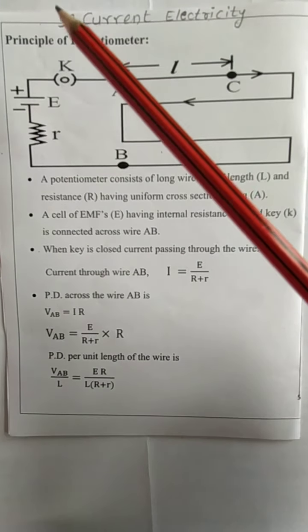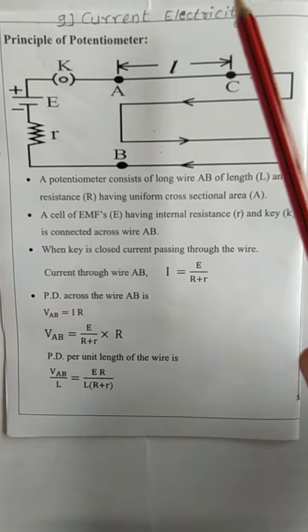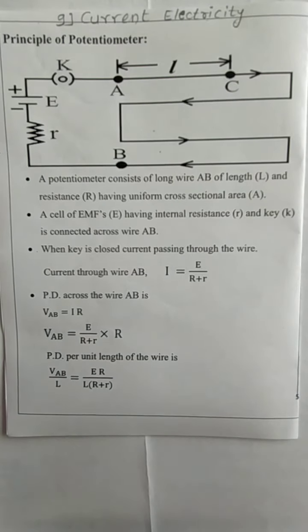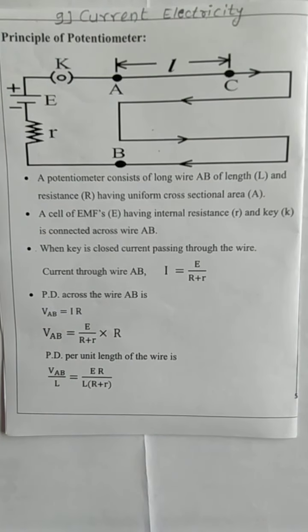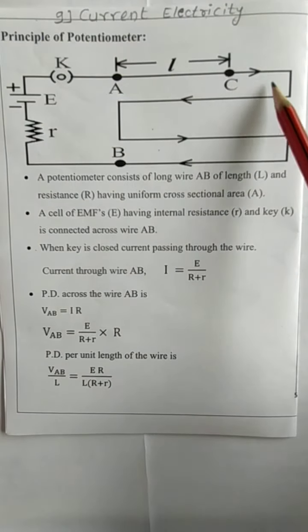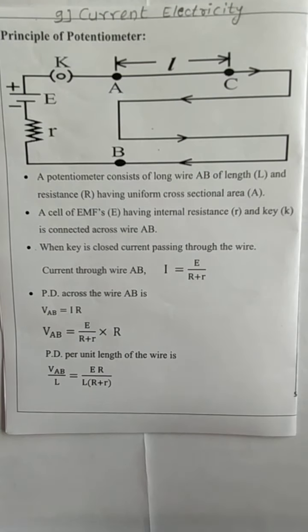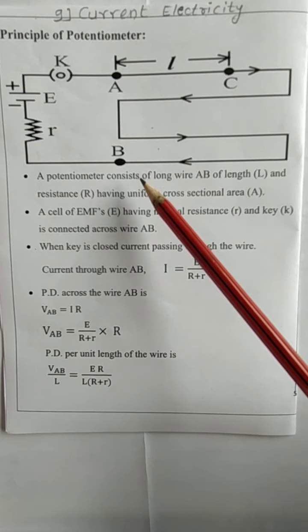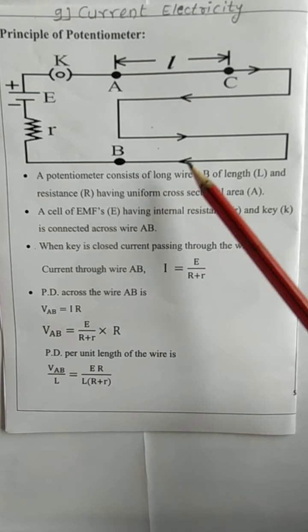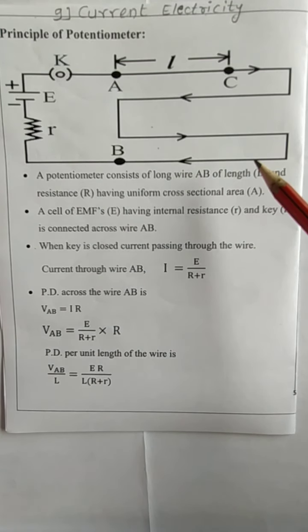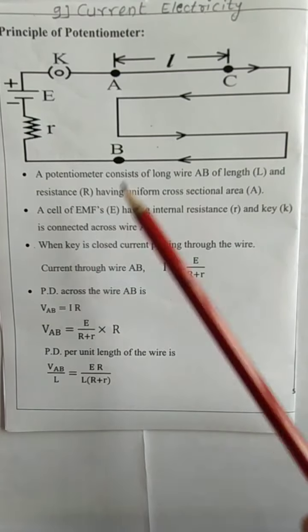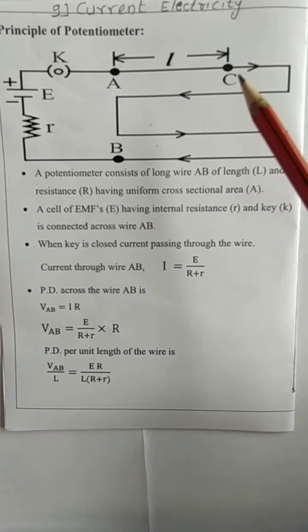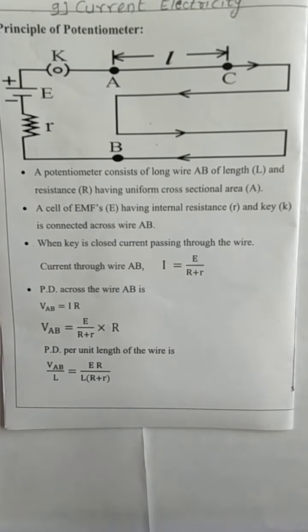Study chapter 9, current electricity. The first point, principle of potentiometer. In a circuit diagram, the potentiometer wire consists of length L and resistance R, having uniform cross-sectional area A.